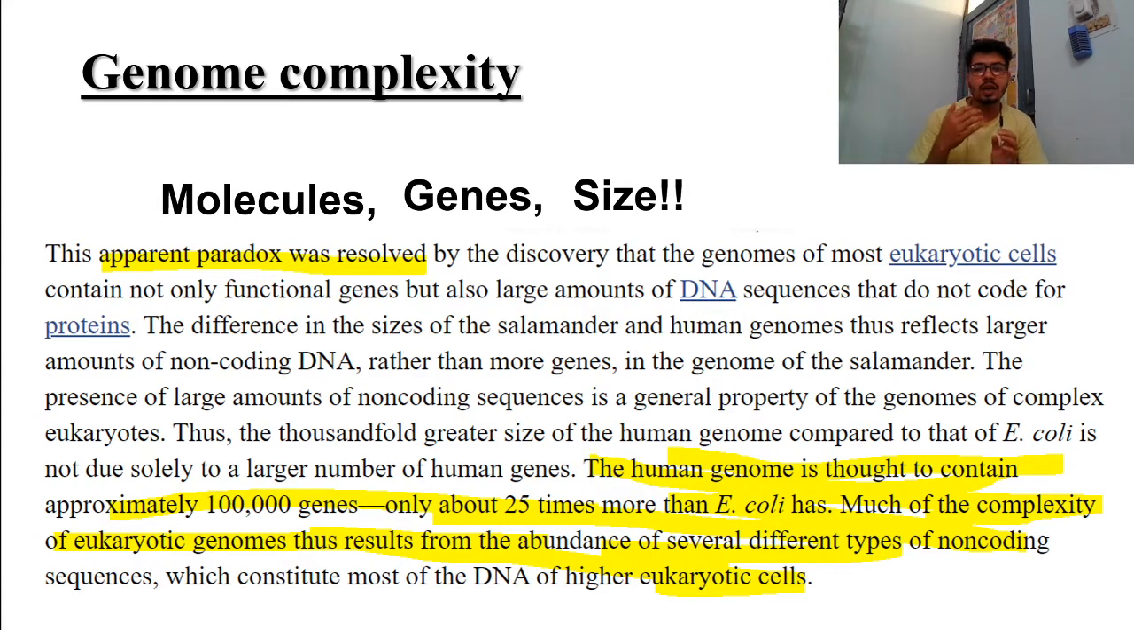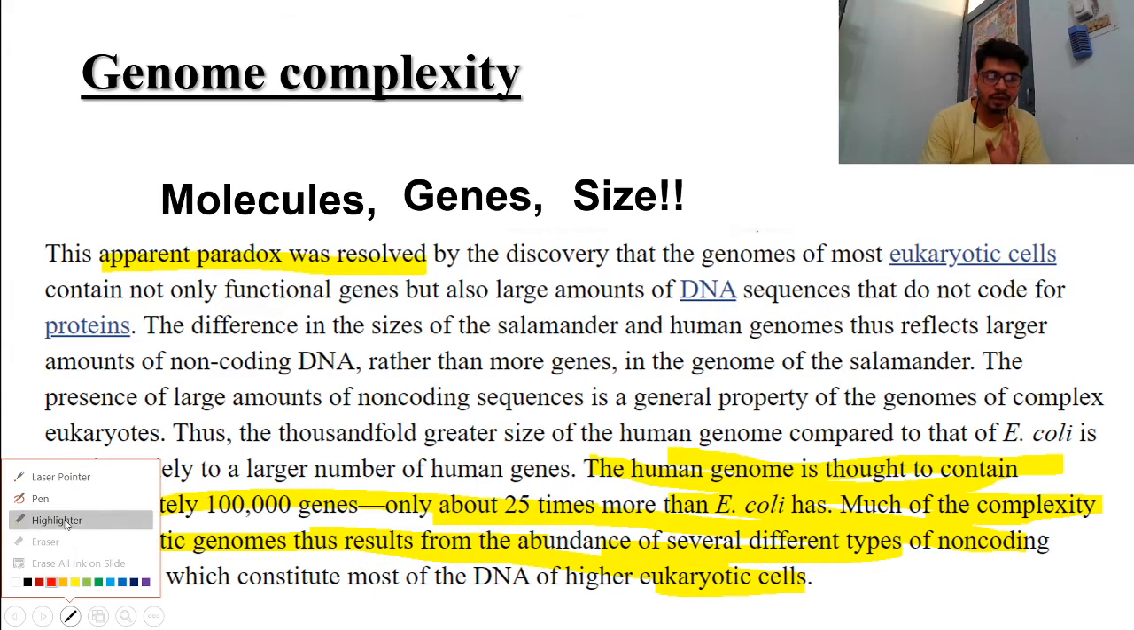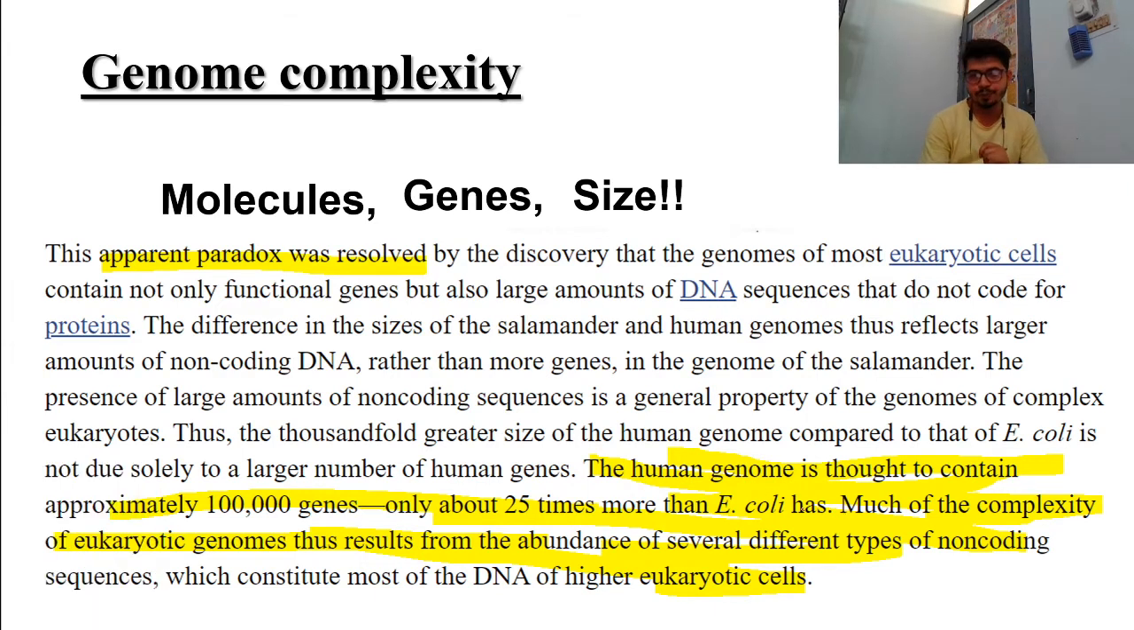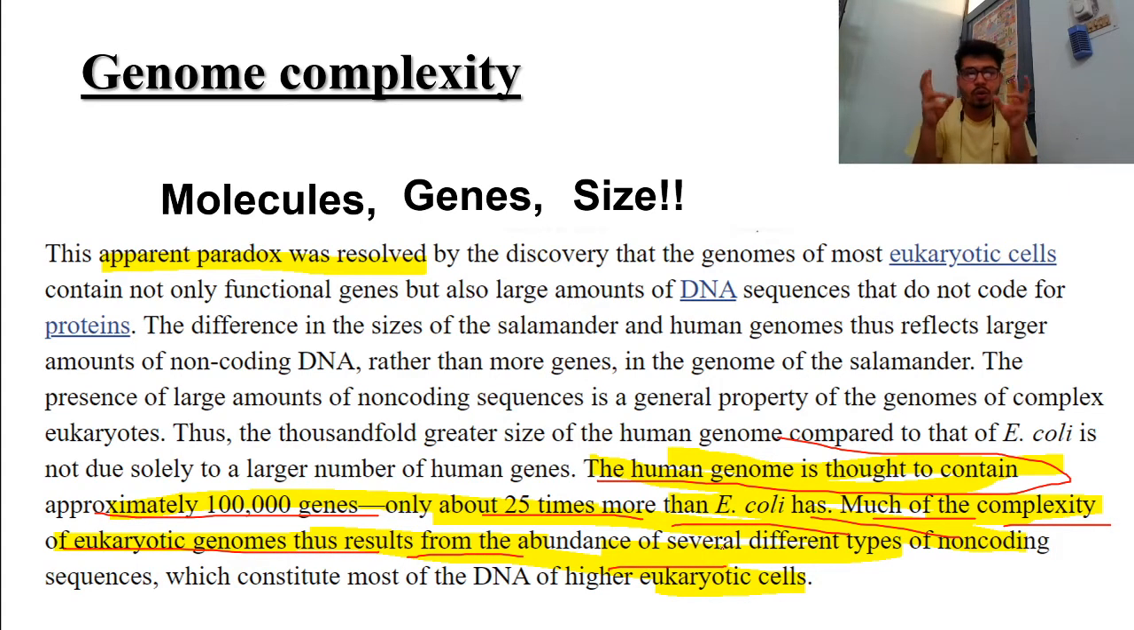I will not discuss C value and the C value paradox in detail, but I will tell you one thing. The human genome is thought to contain approximately this many genes, only about 35 times more than E. coli. Much of the eukaryotic genome results from an abundance of several different types of non-coding sequence, which are called introns in the higher eukaryotes.